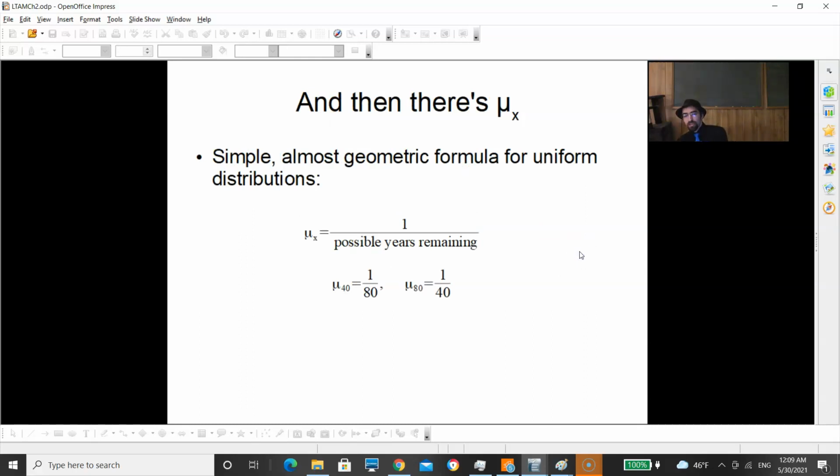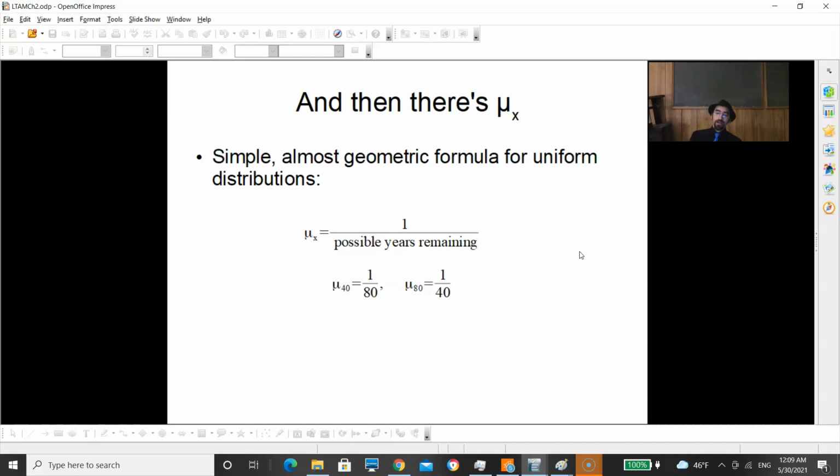The one that isn't quite so easy is mu sub x. In this case, for the uniform distribution, there's a simple kind of geometric formula. Mu sub x is just 1 over the potential years remaining. That once you've survived, say, 80 years, you're going to die at some point in the remaining 40 years, so your probability density of an imminent death is 1 over 40. So you get mu sub 40 is 1 over 80, mu sub 80 is 1 over 40.